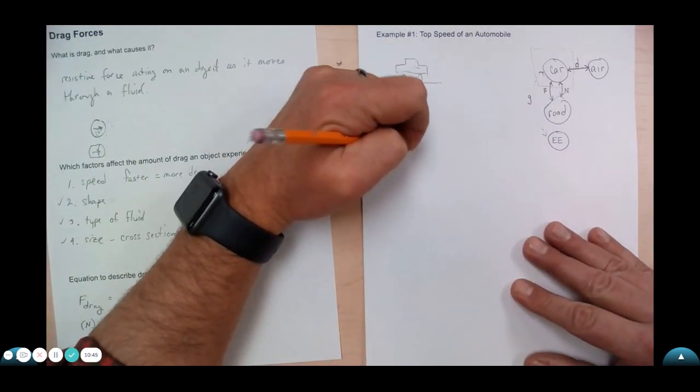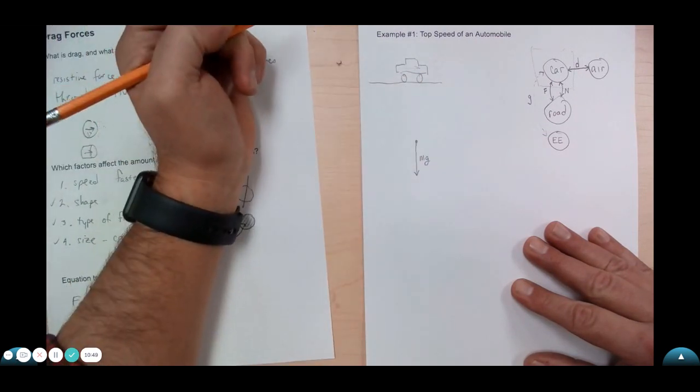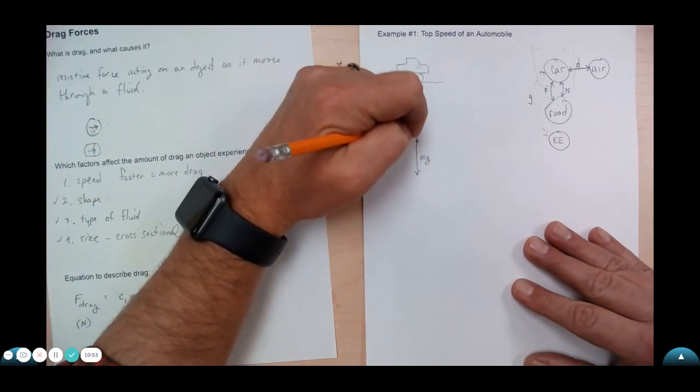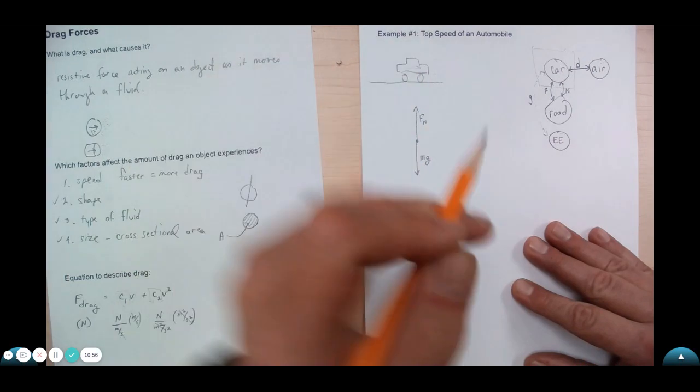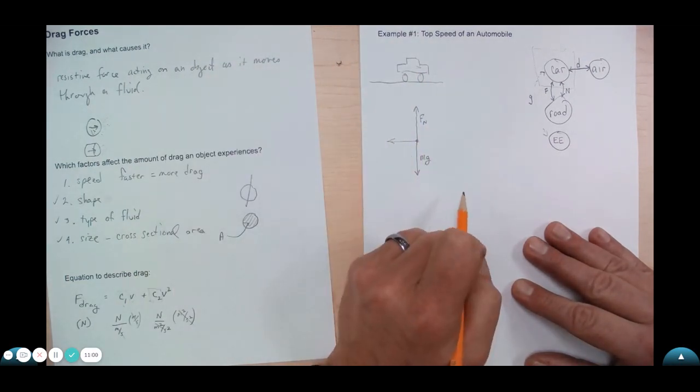So I'd have the Earth's pull, that's this one, mg. I would have the road's normal force. I have air drag opposing the motion of the car.